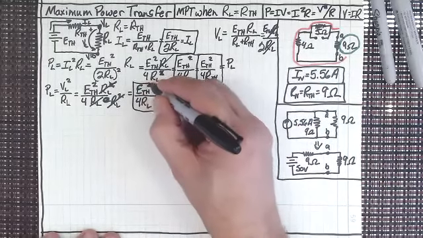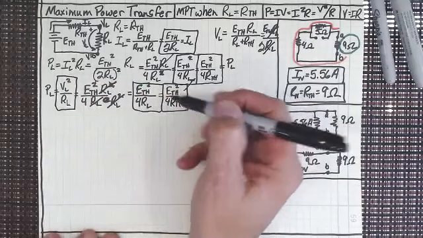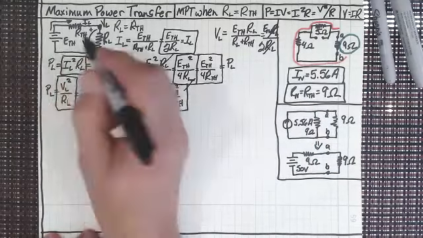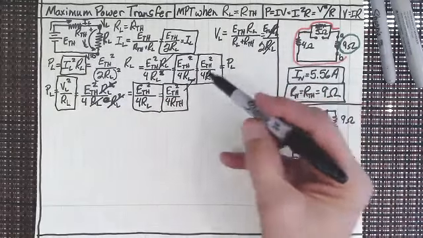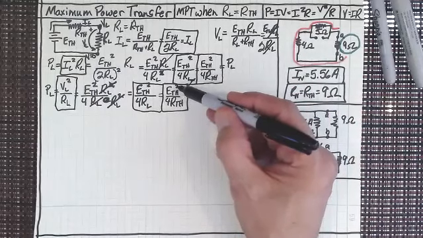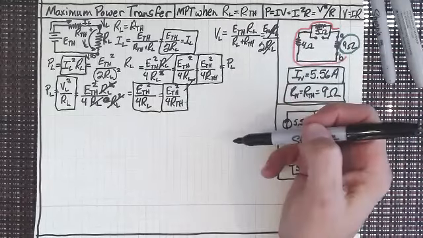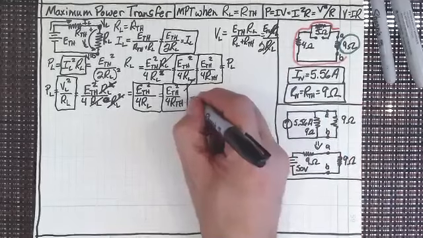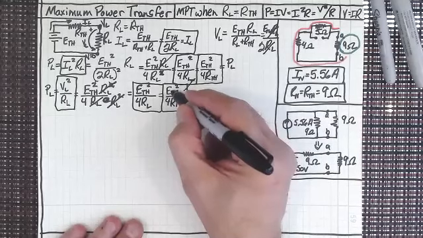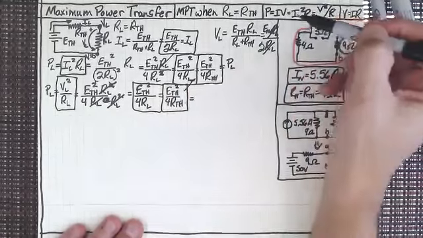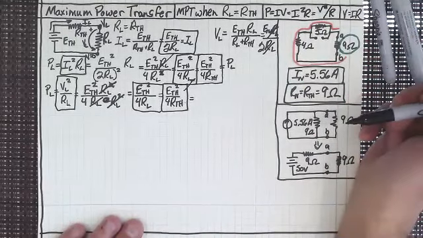So it doesn't matter which way I find power, whether I find power with V sub L squared over R sub L, or with I sub L squared R sub L, both are going to come out to exactly the same thing: E Thevenin squared divided by 4 times Thevenin's resistance. And I could rewrite this, couldn't I? Where is that? V equals IR, or I equals V over R, right?